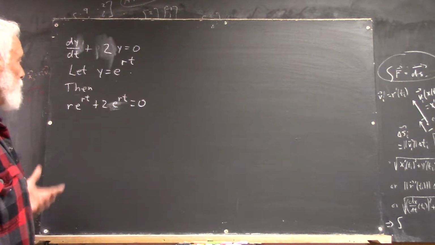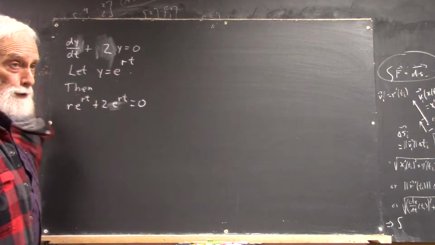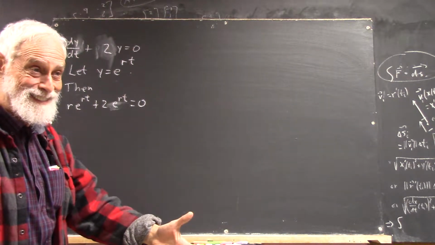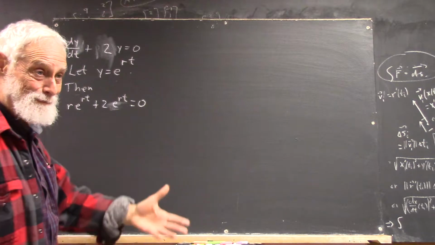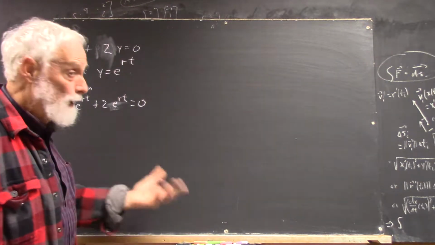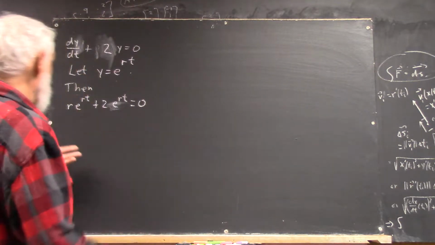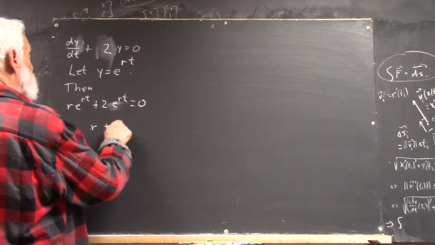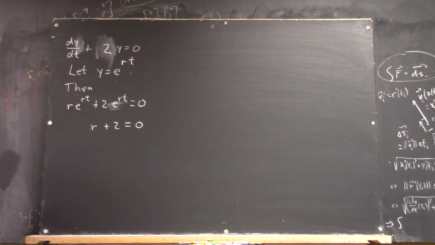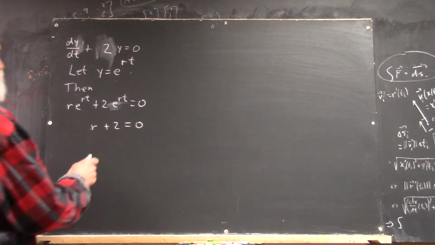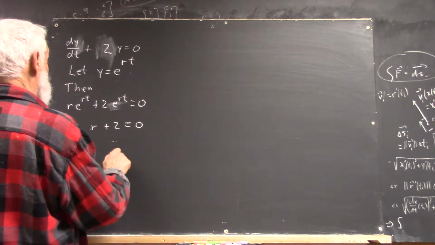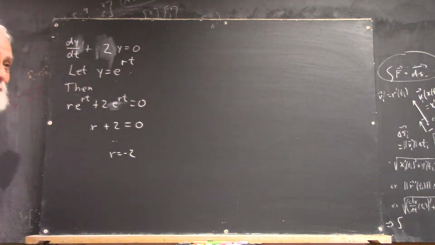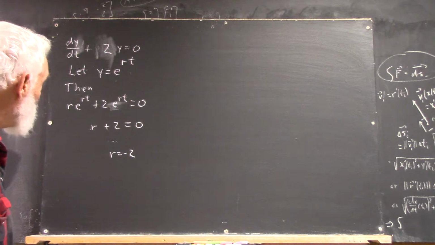As a matter of fact, e to the rt can't ever be 0, so you can just divide it out, right? You can divide by any non-zero, and you're not going to lose any solutions, okay? So you get r plus 2 equals 0. Can you solve that for r? Well, I'm going to skip a step here. Fill it in if you need to. r equals -2. And I know you don't need to fill that in, okay?